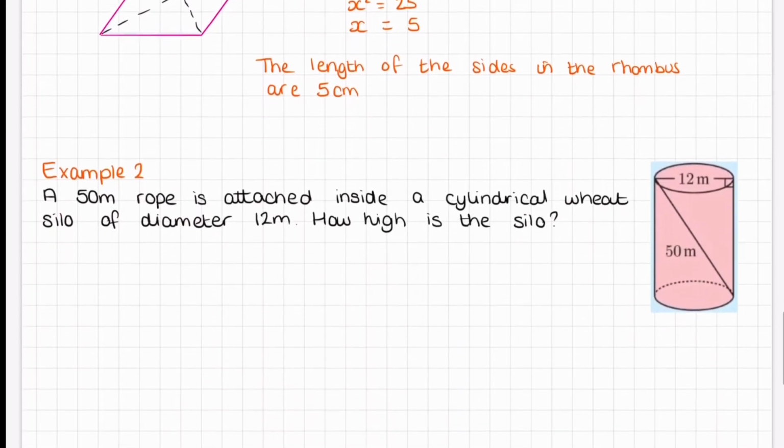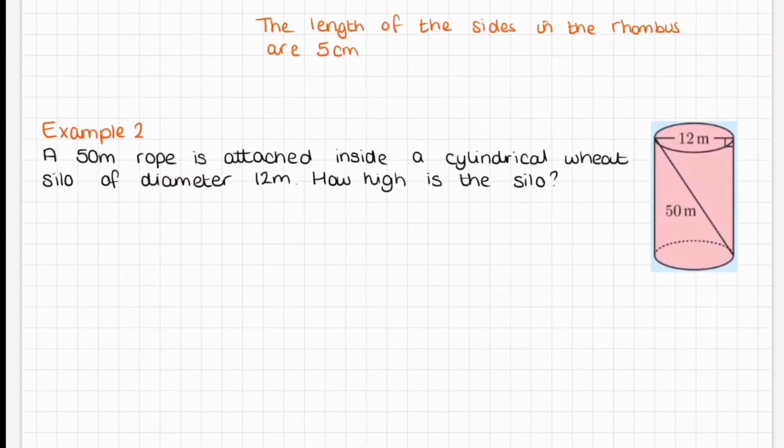Example 2. A 50-meter rope is attached inside a cylindrical wheat silo of diameter 12 meters. How high is the silo? Now with this, what I would maybe do is just take this triangle that you can see inside. If you see it here, let me draw on that in pink. It's given us a triangle here already in the diagram. So what sometimes is a good idea to do is just draw the triangle on its own without everything else around it.